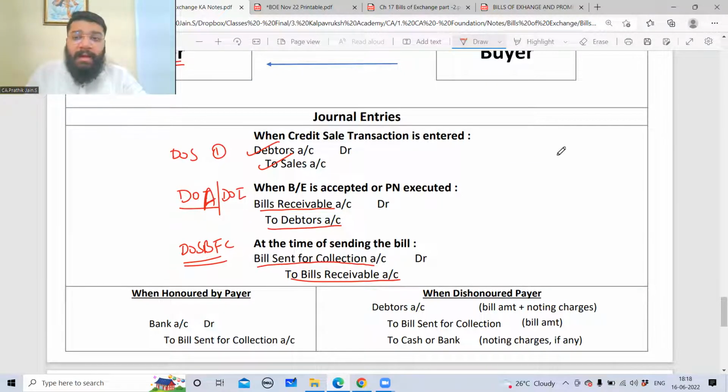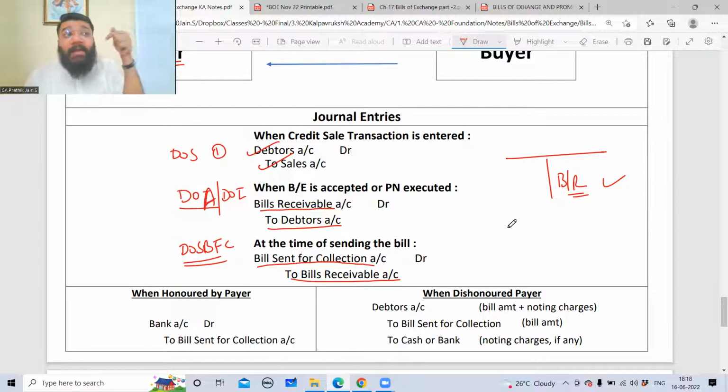Correct, no? See, in the balance sheet, if I have bills receivable, it means I have to receive this money from my customer. But this bill value, I'm not going to receive from my customer. I'm going to receive it from the banker. If I put bank in debit, it will be wrong. Bank means money coming into my account.